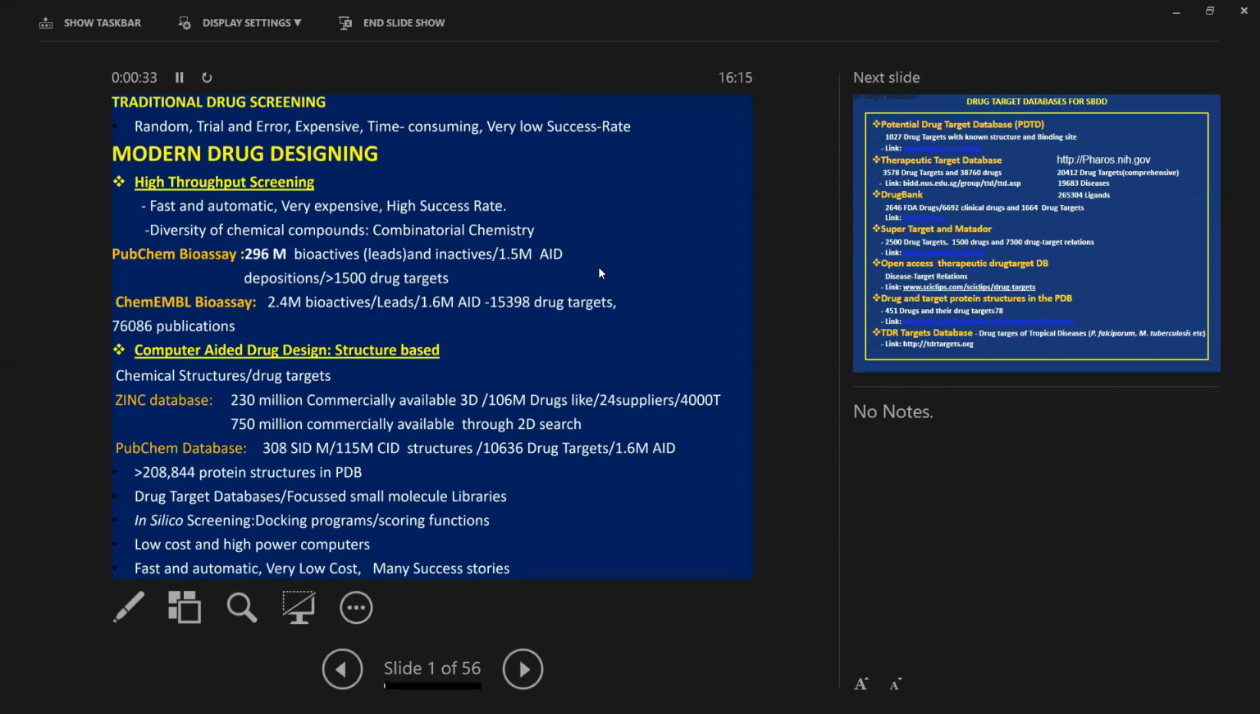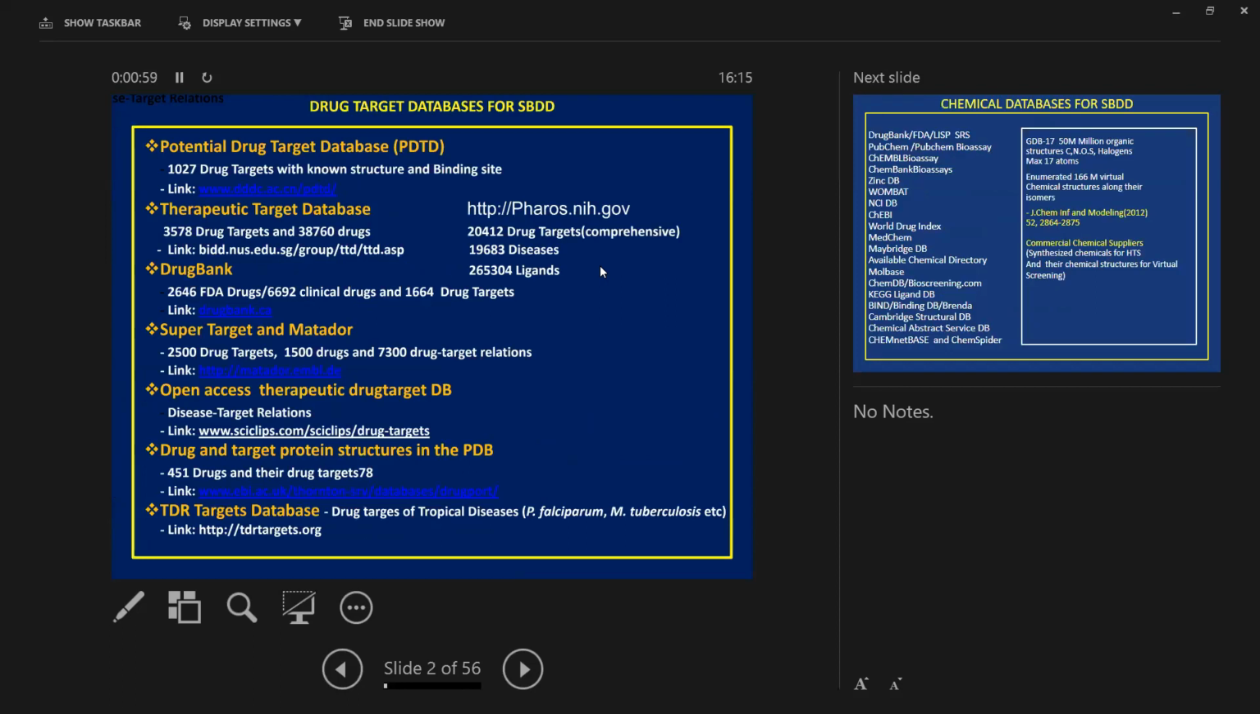Today, I'm going to talk mainly about structure-based drug designing resources for different drug targets and chemical databases that are available for antimalarial designing and anti-tuberculosis designing. So, all of you know much about traditional drug designing. For the last 15-20 years, a lot of high-throughput screening has been done against different cell-based assays and target-based assays.